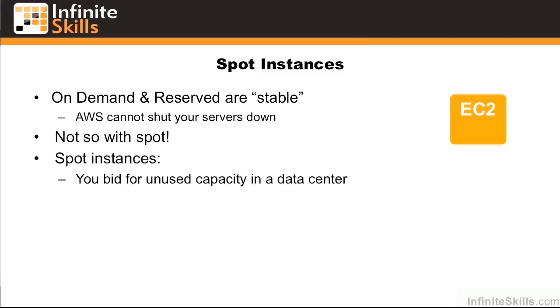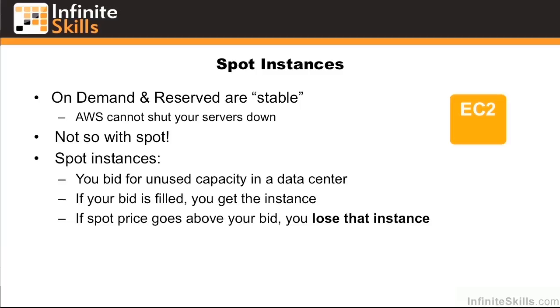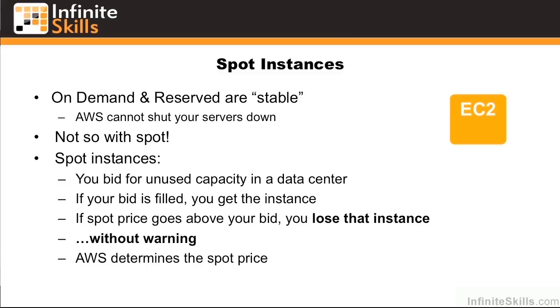With Spot instances, you're essentially bidding for unused capacity in a data center. If your bid gets filled, you get the instance. If, however, the Spot price goes above your bid, you're going to lose that instance without warning. Amazon determines the Spot price rather than the market. Amazon, of course, uses the supply and demand available on an AZ to determine that price.